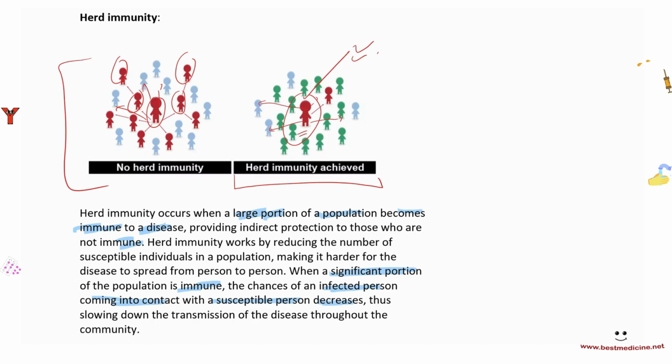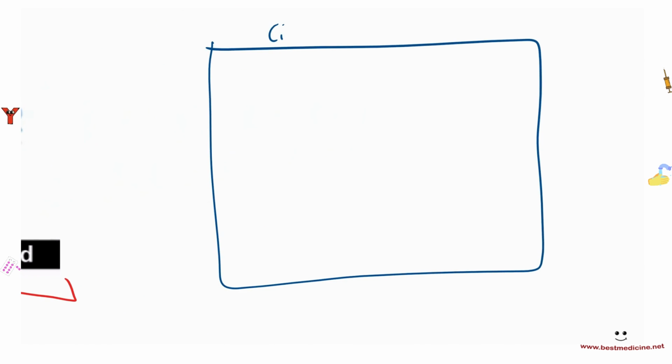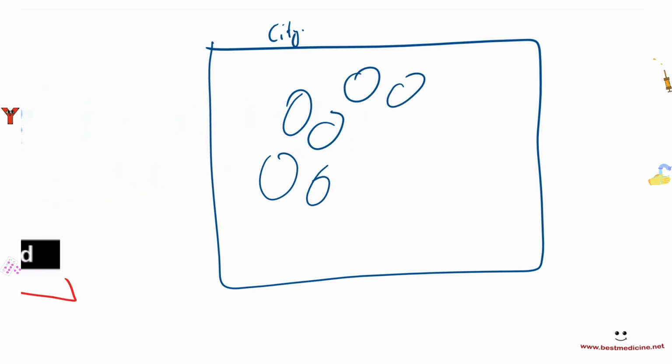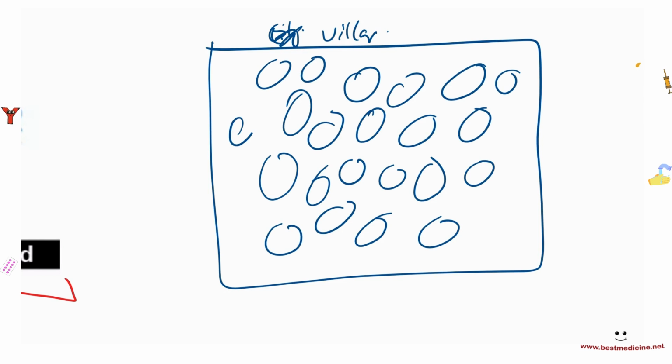Now, there's also something called ring immunity. Let's have a look at what ring immunity is. Ring immunity basically means that you have a particular area. Let's say this is a city, or maybe a village, and all of these circles are farms, and each of these farms has cows. And let's say that one of those cows, maybe a cow here, gets a disease.